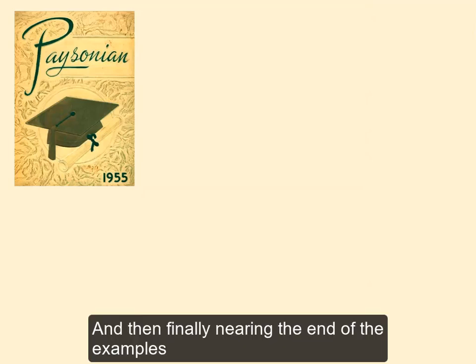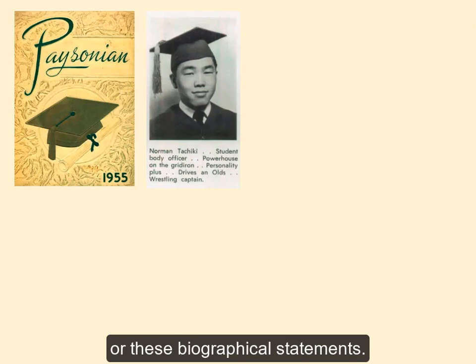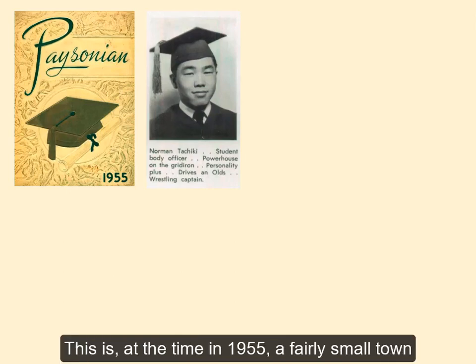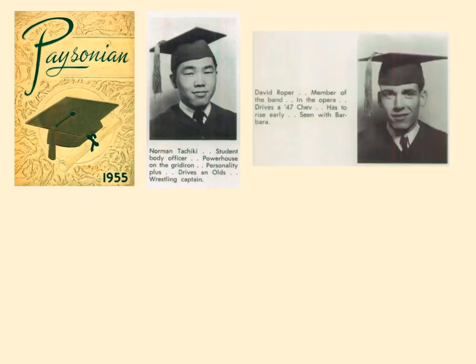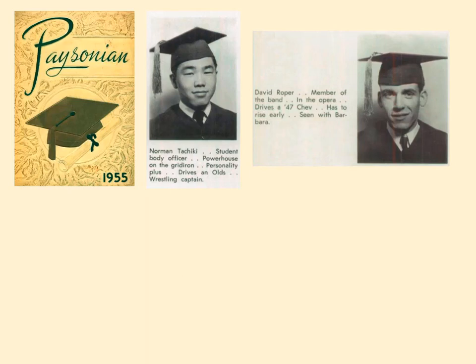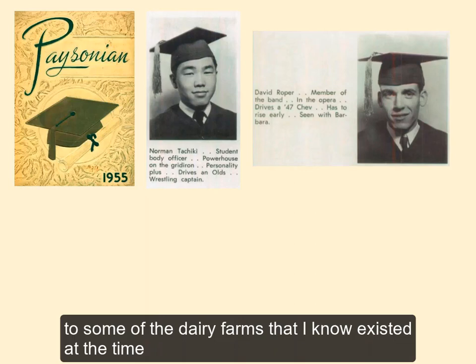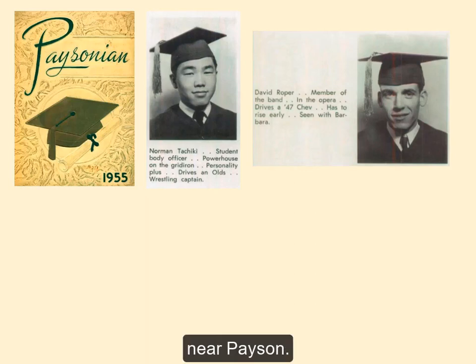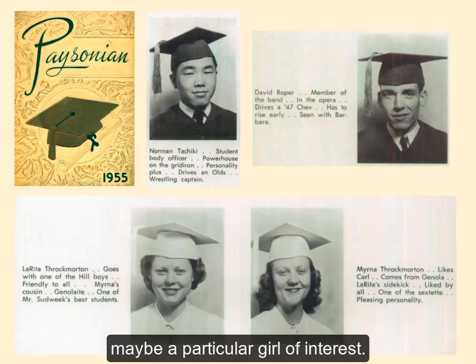And then finally, nearing the end of the examples, I wanted to show some examples of anecdotes or these biographical statements. So here's the Paysonian. This is, at the time in 1955, a fairly small town south of the town where I grew up here in Orem, Utah. You see that it has information about even what type of car these two boys drive. Has to arise early. I think this may be a reference to some of the dairy farms that I know existed at the time near Payson. And he's been seen with Barbara, maybe a particular girl of interest.